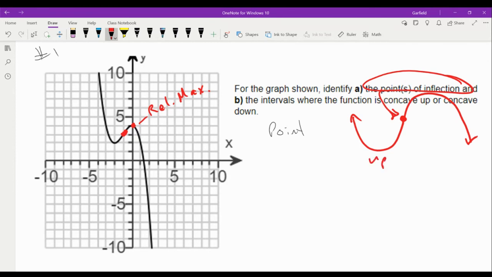So this is up and down. It's not the maximum or min. It's the point where it's changing concavity. Are you with me? Okay. So the point of inflection here would be -1 and 3.